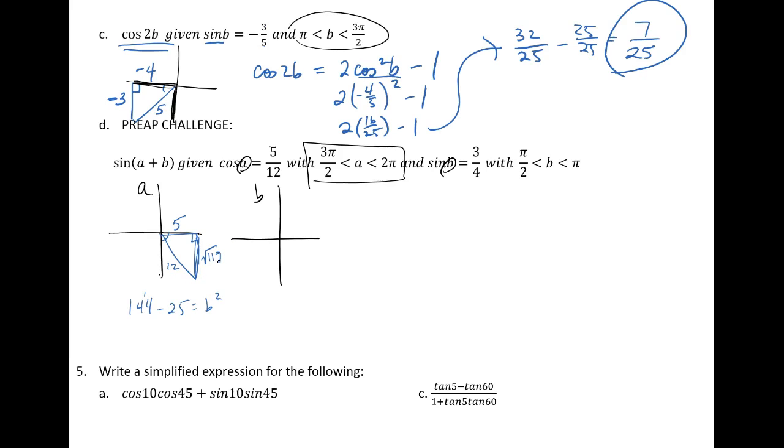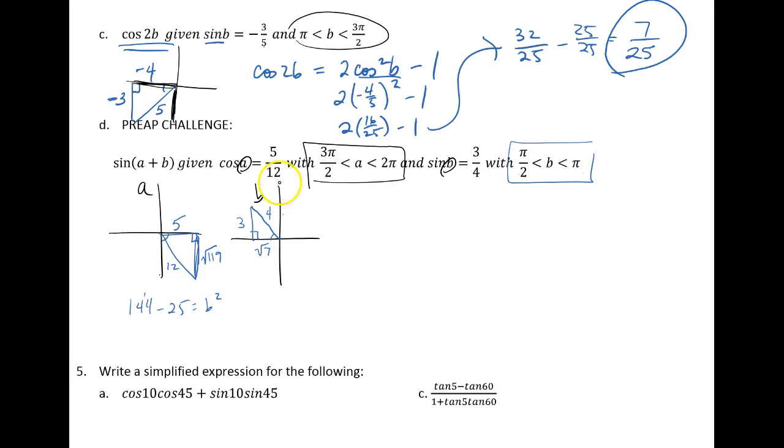Now for the b, that's in this quadrant. It's from pi over 2 to pi, so I'm going to draw my b in this quadrant, drop it down to make the right triangle. And on this one, I know that the sine is 3 over 4, which means that the opposite is 3, and the hypotenuse is 4. And so if I can find my other side, 16, that'd be the square root of 7. So this is going to be an ugly, ugly problem already, I've decided.